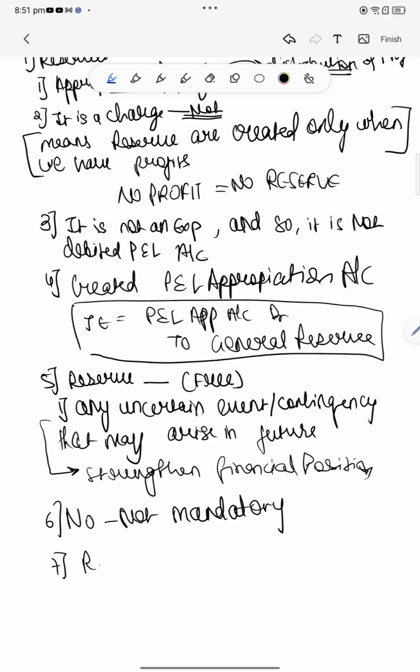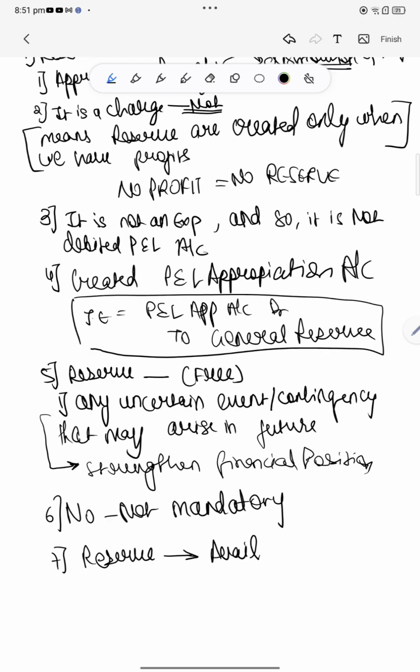Will these reserves be able to act for distribution of dividend? Yes, free reserves are available for distribution of dividend to our shareholders.